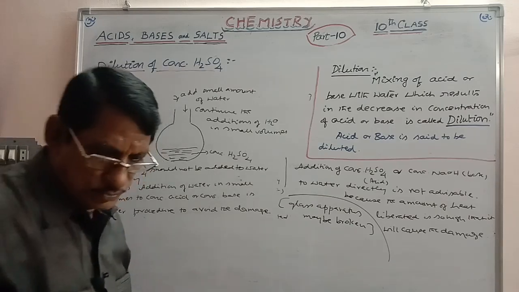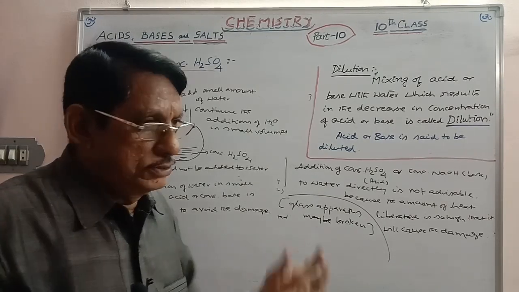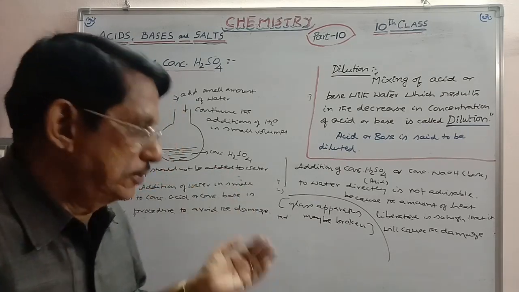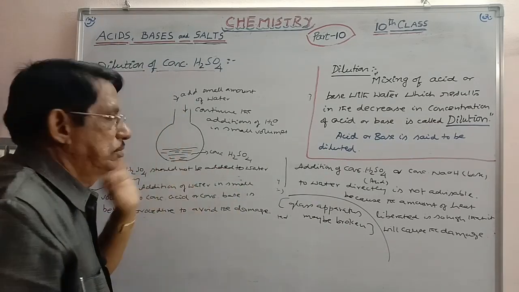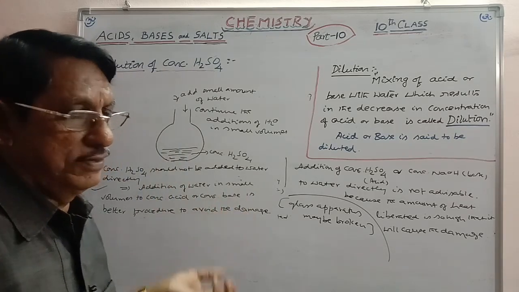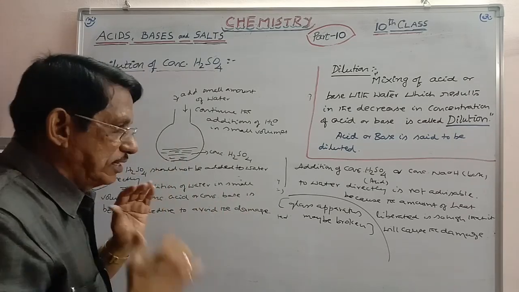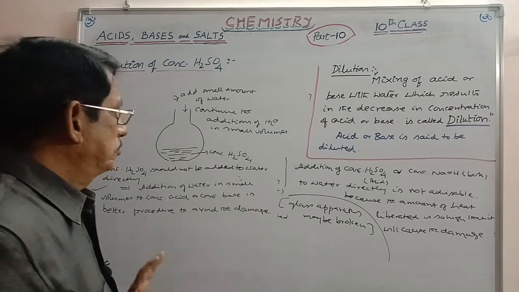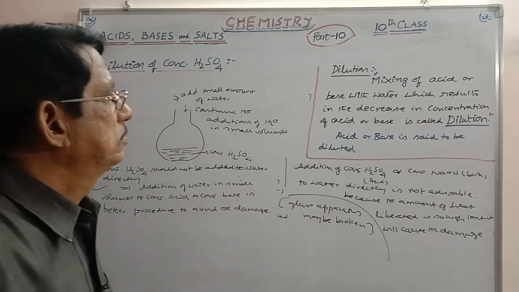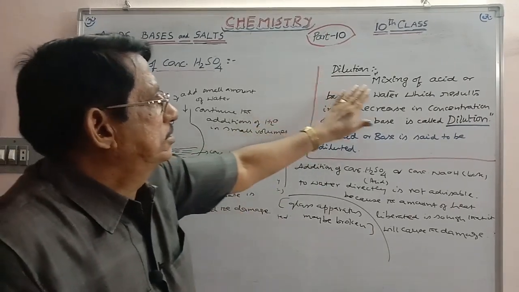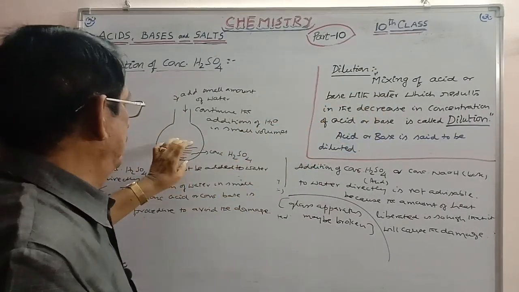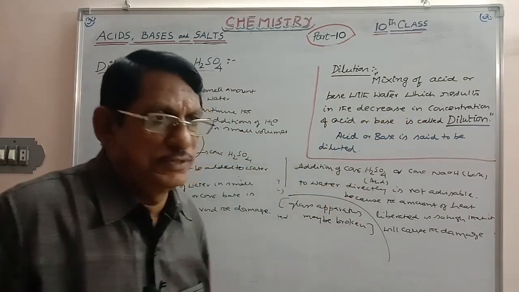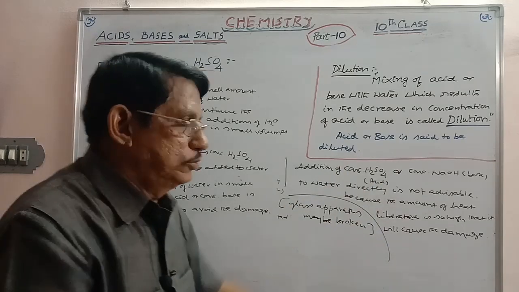So always you have to add small amounts of water to the sulfuric acid or NaOH taken there, and then continue the reactions. Each time you have to see whether the water is absorbed by the wetted cloth or not. Up to what extent it is required, up to that extent you can do the dilution. So simply, dilution we can write here: mixing of acid or base with water, which results in a decrease in the concentration of acid or base. That is nothing but dilution.